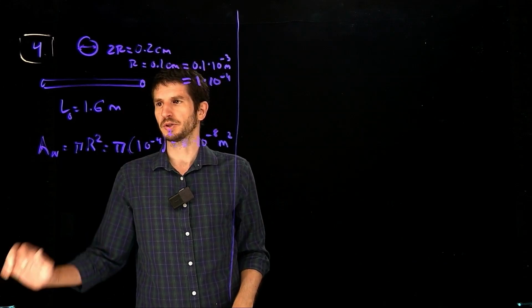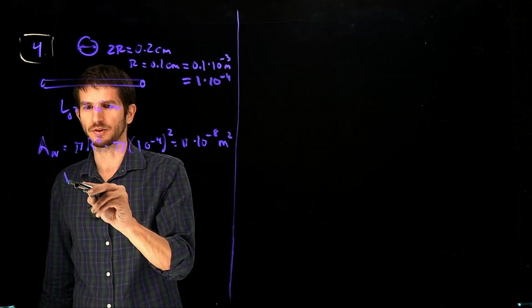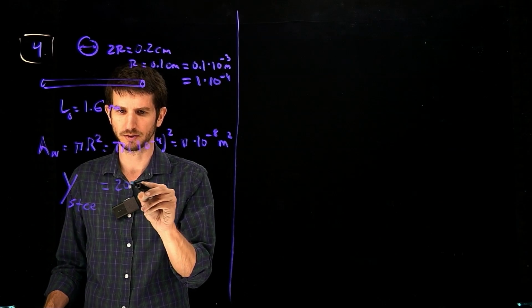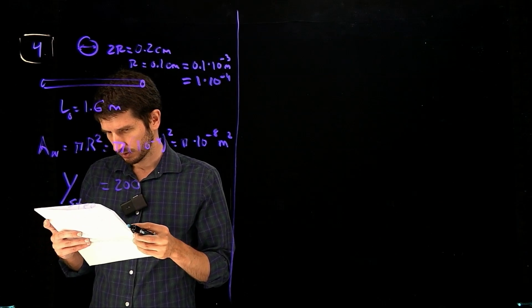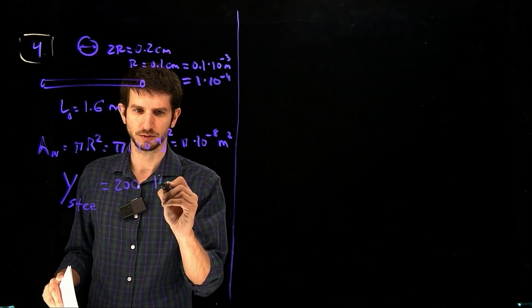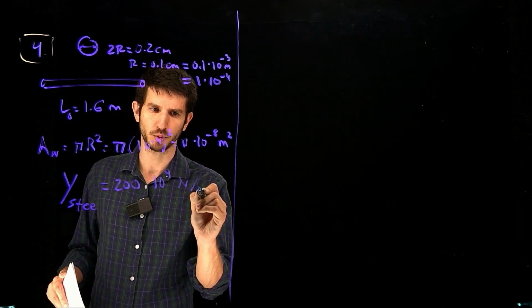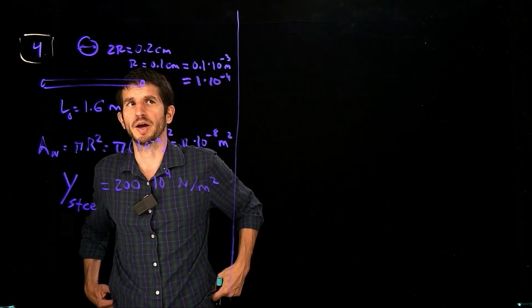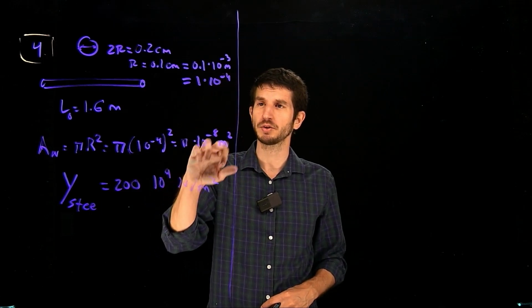Okay, that's with respect to the area of the wire, and then they told us that the Young modulus of steel, I think it's 210 times 10 to the 9 newtons per square meter. Very important here to work in international units as much as possible to avoid errors. And again, become acquainted with the scientific notation.